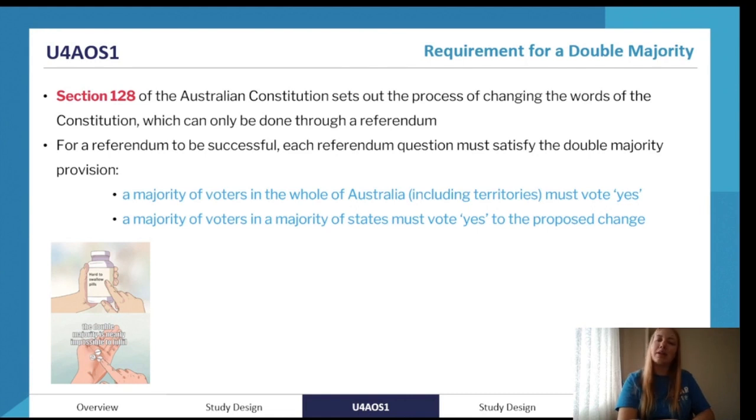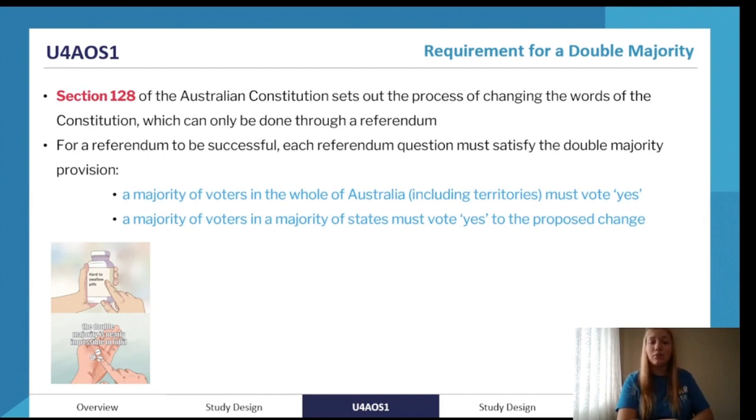Lastly, we look at referendums and the requirement for the double majority. This is another section, surprise, surprise, of the Constitution that you have to remember, section 128. It sets out the process of a referendum, and a referendum is essentially the steps that have to happen in order to change the words of the Constitution, whether that means taking some sections out, or changing, or editing, or adding two sections. Any change to the Constitution has to go through a referendum process.